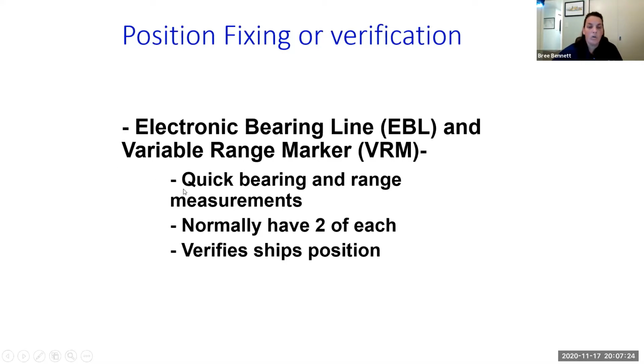It's a quick way. You can usually just move the cursor to get your range and bearing, or some radars don't have cursors, but you have to toggle back and forth. Either way, it's usually a quick way to get a range and bearing from a buoy, to a target, to a point of land, so you get those two LOPs that you could then use for navigation.